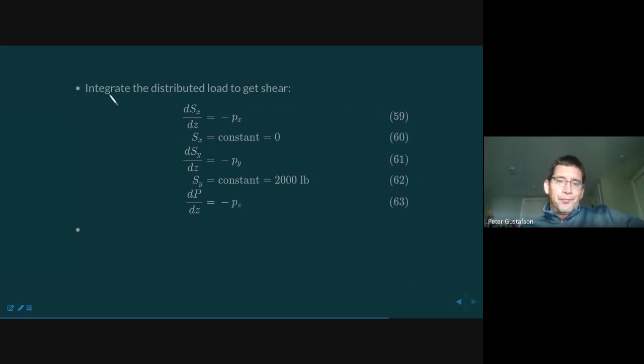Anyway, so what do we know? Well, we go back to these beam theory calculations and the beam equations that we derived last lecture and reviewed at the beginning of this lecture. One of those equations was that the change in the shear force in the x direction as a function of z is equal to minus the distributed load. We happen to know that the distributed load in the problem is 0, so we integrate 0 and we ultimately get a constant.